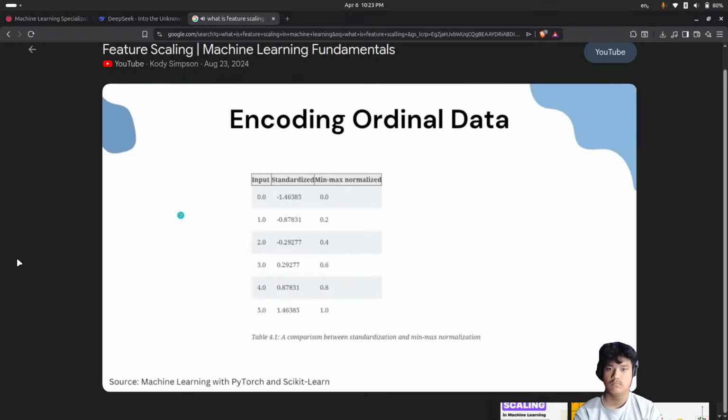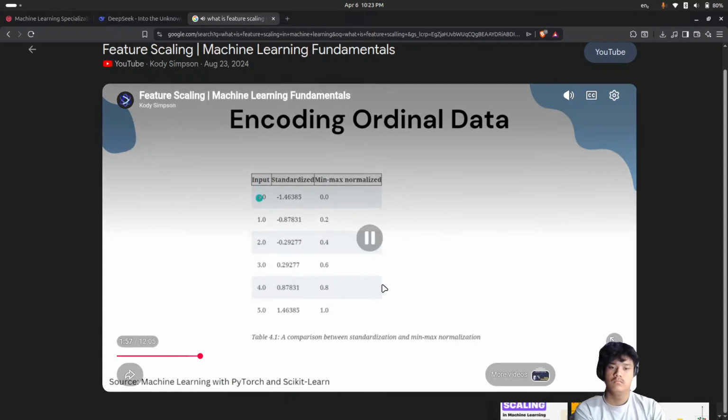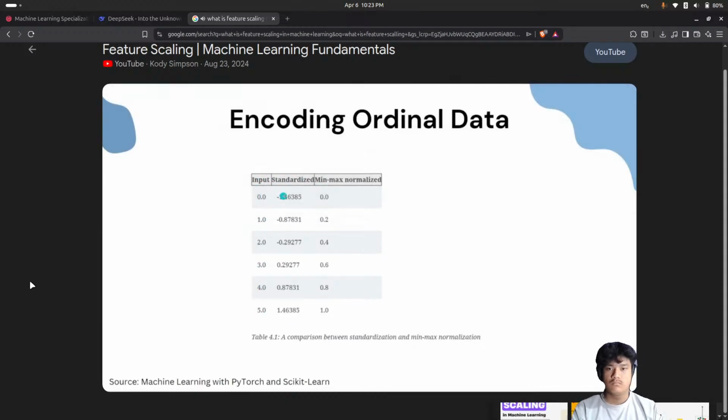So here's what the data could look like after it's standardized and normalized. If we have this input column 0, 1, 2, 3, 4, 5 and we standardize it, this is what the values can look like. You can see it's also going in the negative direction now, but the values are much smaller, so in a much smaller range. And then if we normalize it, this is what the values will look like if we do it from 0 to 1.